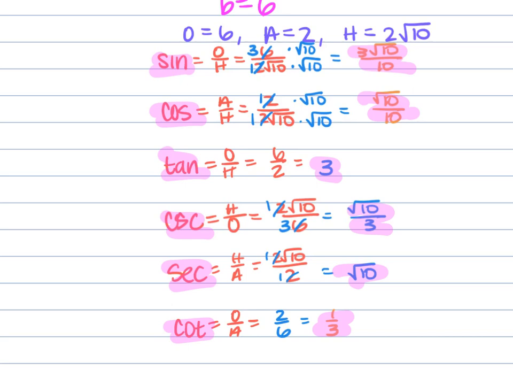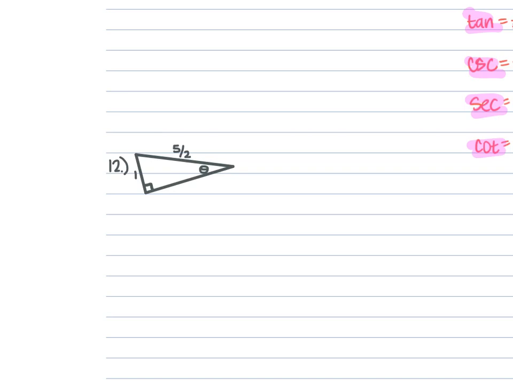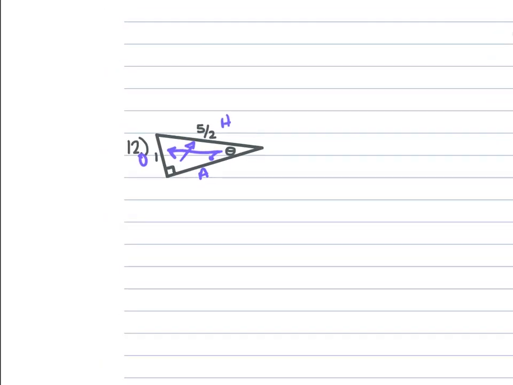Okay, so our next one that we have here is number 12. We have side lengths of 1 and 5 over 2. Our theta gives us that 1 is our opposite, the one we're missing is our adjacent, and that hypotenuse is 5 over 2. So we're going to use 1 squared plus b squared is equal to 5 over 2 squared. 1 squared is 1, plus b squared is equal to 25 over 4.